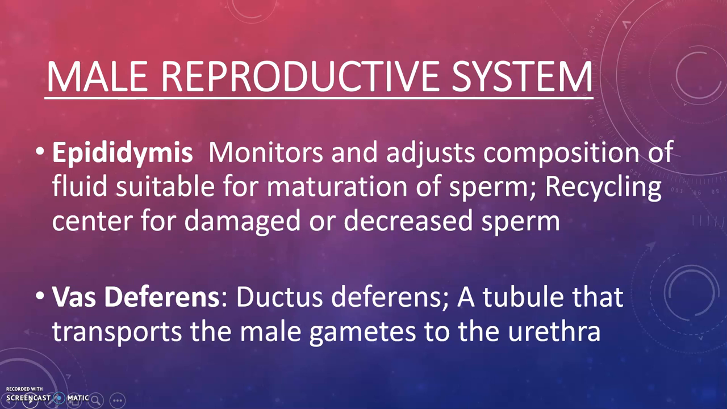Now, the epididymis are the coiled tubules, about 6 meters long, and that's about 20 feet long. It is a coiled compact mass that's found in each of the testes, and its function is to monitor and adjust the composition of the fluid that's needed for making of the sperm. It also acts as a recycling center for damaged or decreased sperm. Sperm tends to stay here for a few weeks, and then it moves to the vas deferens or the ductus deferens. The ductus deferens is a tubule that transports the sperm to the urethra.